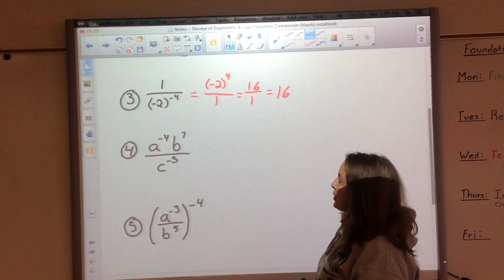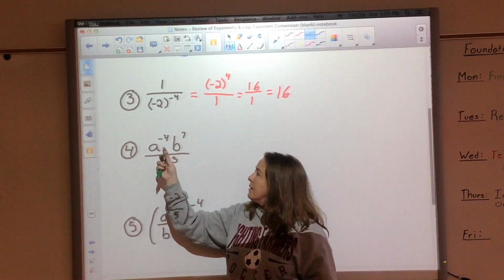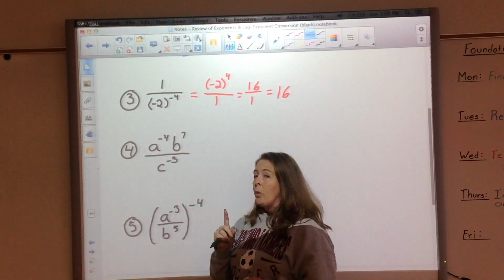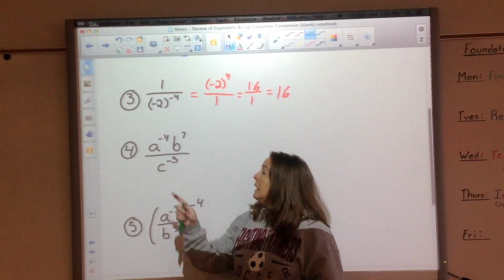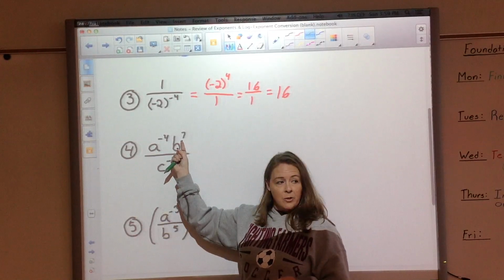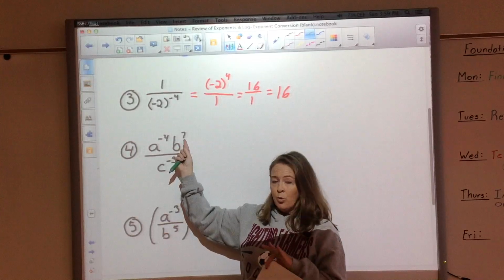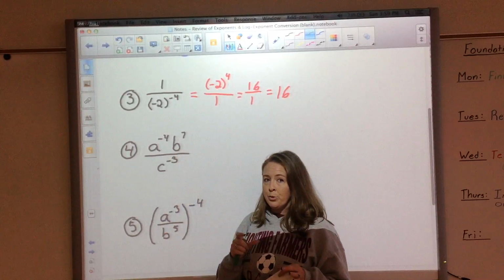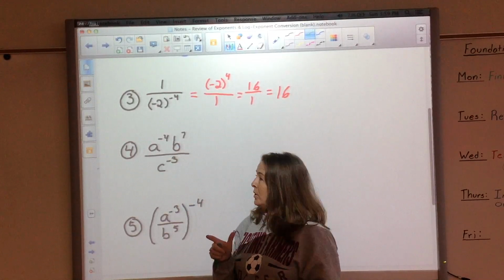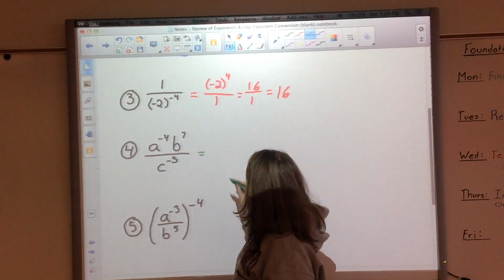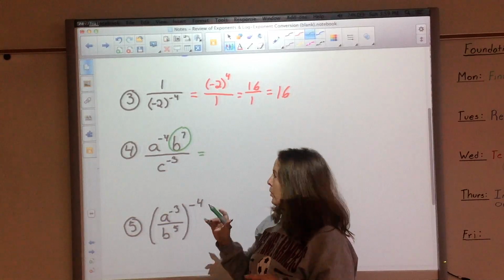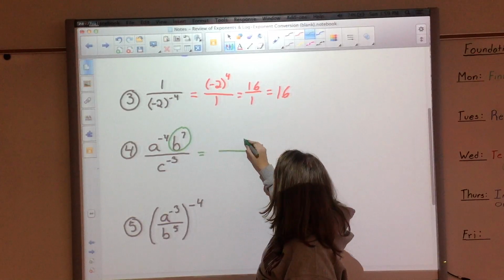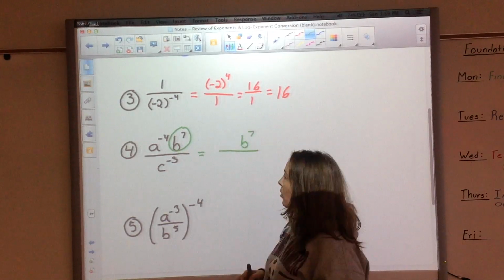All right, for number 4. Now in this case, I have some negative exponents. However, I also have to notice that the b does not have a negative exponent. Since the b doesn't have a negative exponent, that means it's good to stay right where it is. I only need to move the bases that have negative exponents. So that tells me that this b to the 7th power is good right where it is. So in our fraction, we're going to leave that as b to the 7th power on top.